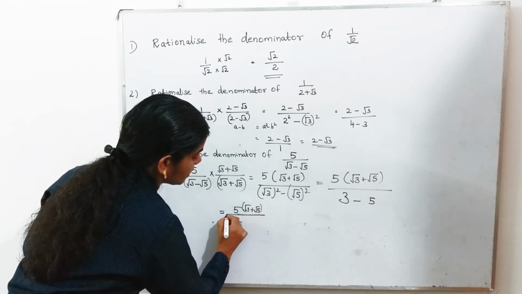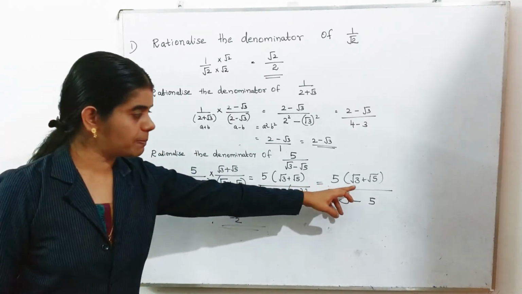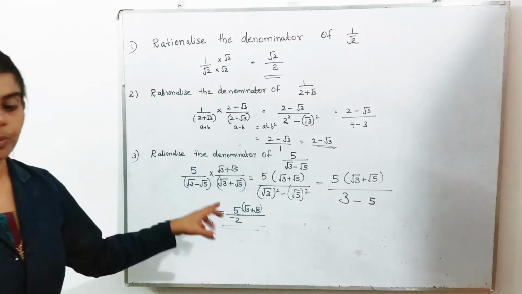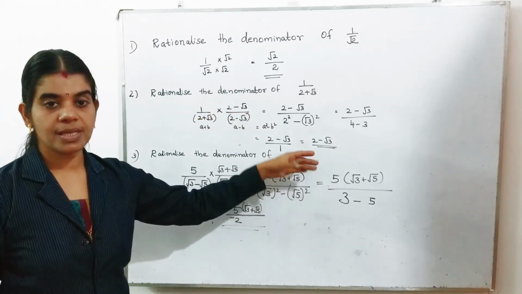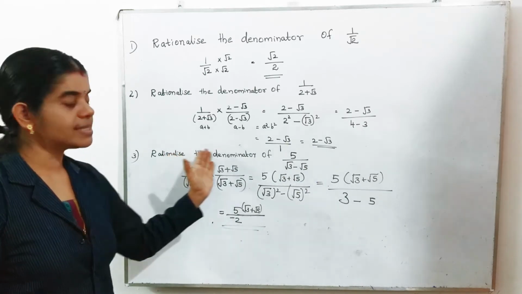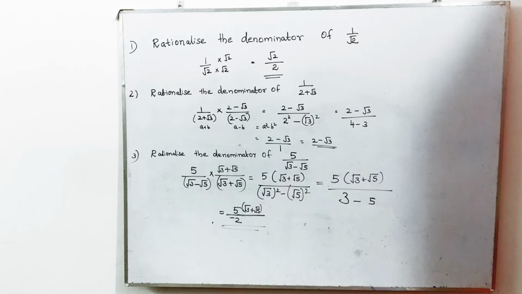Then again we can't simplify. This will be the answer. 5 into root 3 plus root 5 by minus 2. The denominator became minus 2 because the root numbers are removed. Therefore, it is already rationalized. Is it clear now? Next one, I will show one more question.